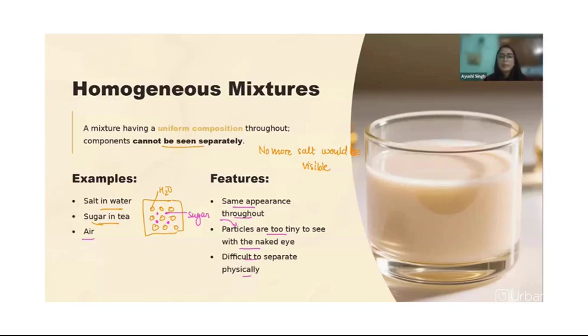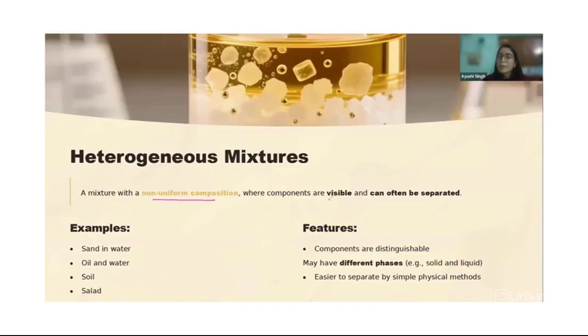Now let's move to the heterogeneous mixture. What exactly is that? A mixture with a non-uniform composition, I have already discussed, right, where components are visible. Now again, let's imagine, let's take a beaker. We are putting water in it. Okay, water is there, right? Now let's add these particles, these dust particles.